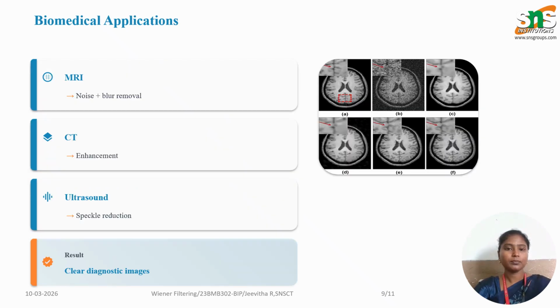In biomedical imaging, Wiener filtering plays a crucial role. In MRI, it reduces noise and improves clarity. And in ultrasound, it reduces speckle noise, which is very common. Overall, it helps in producing clear diagnostic images, which supports accurate diagnosis. So this is not just theory, it has real clinical importance.